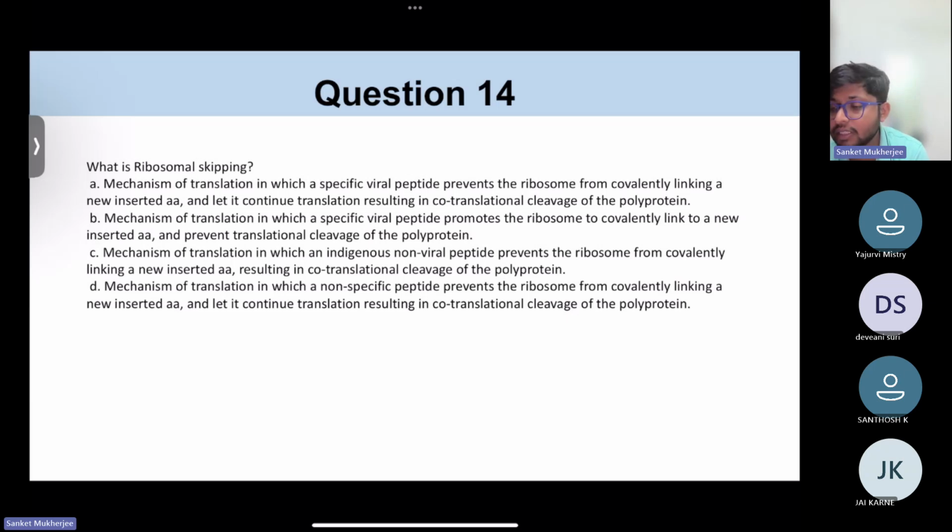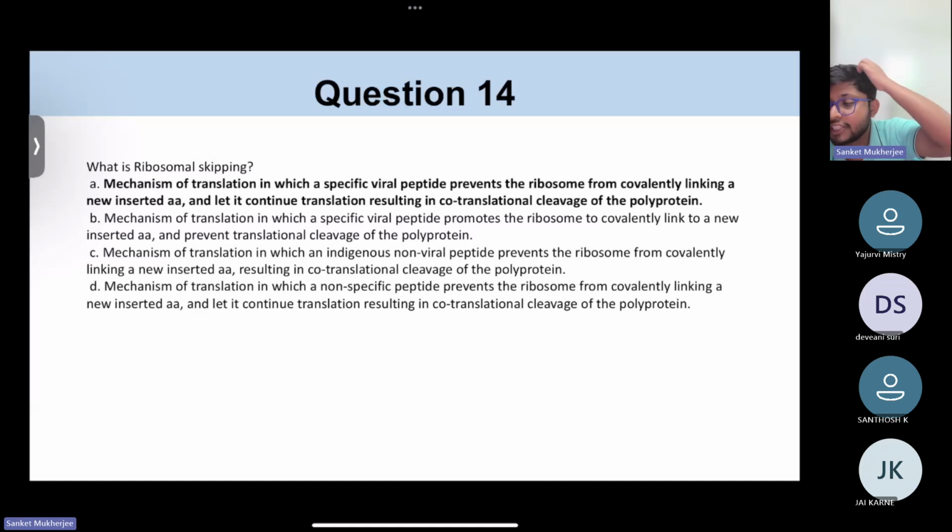Ribosomal skipping. B. A would be the answer. Mechanism of translation in which a specific viral peptide prevents the ribosome from covalently linking a new inserted amino acid and lets it continue translation, resulting in co-translational cleavage of the polyprotein.